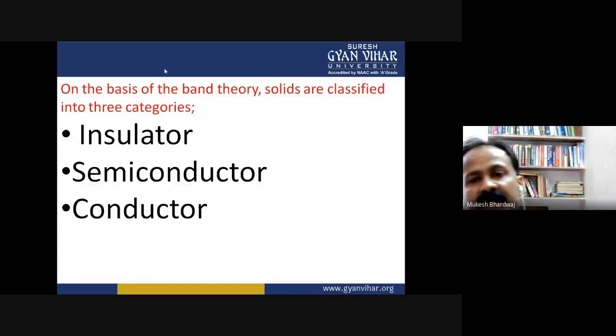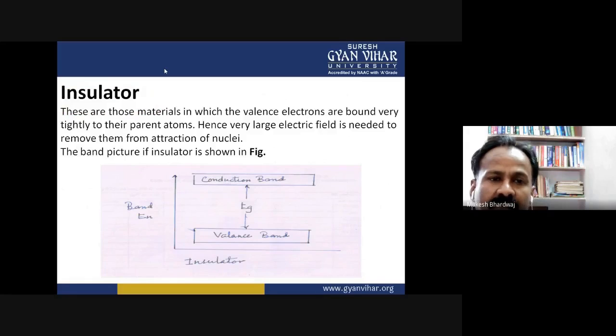On the basis of band theory, solids are classified into three categories, which we had already seen: insulators, semiconductors, and conductors are differentiated on the basis of band theory. And just a small review once again, to give the classification of insulators through some pictorial representation.